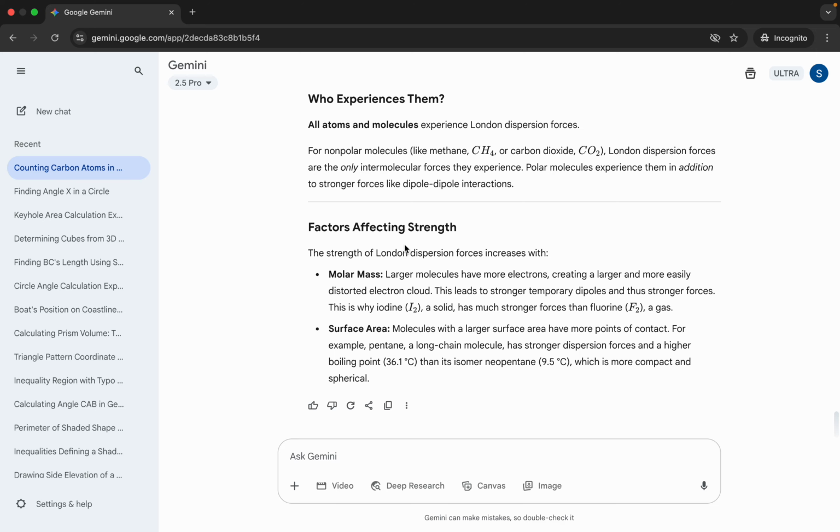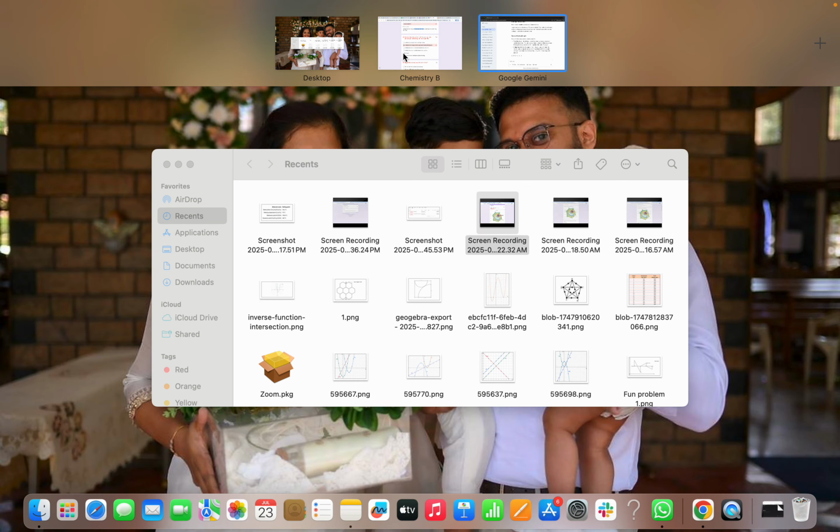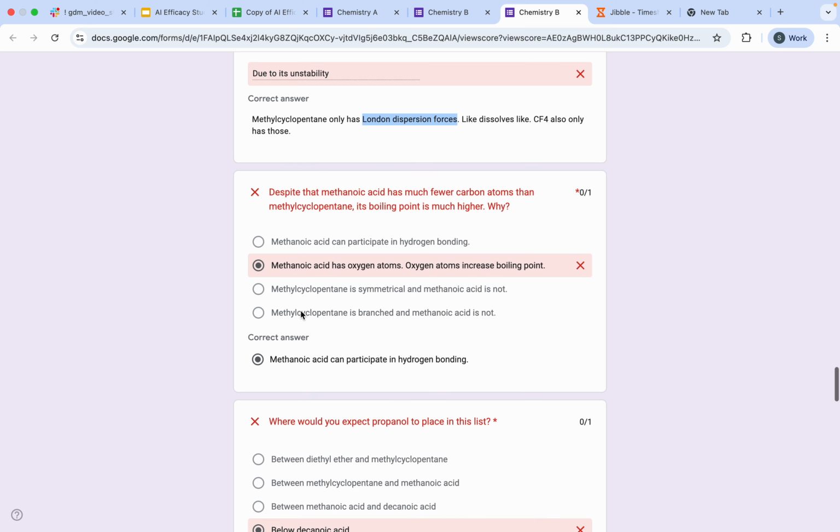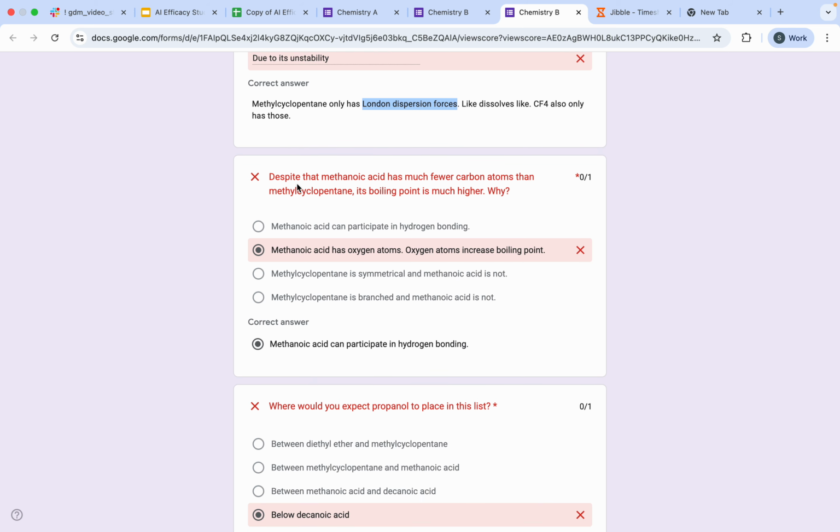So the factors affecting strength are molar mass and surface area. Okay. So now, despite methanoic acid having much fewer carbon atoms than methylcyclopentane, its boiling point is much higher. Why? So we can ask this question to Gemini.